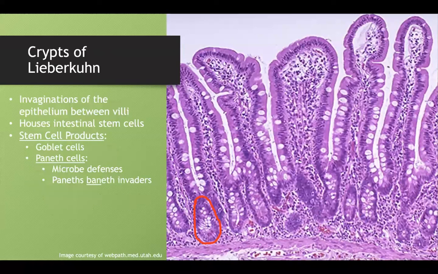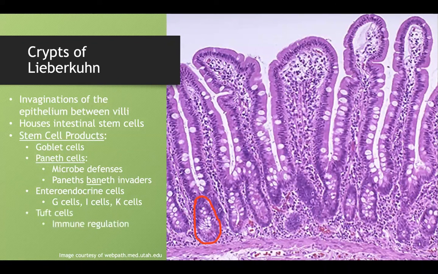Another stem cell product that's within the crypts of Lieberkühn are our enteroendocrine cells. And what kind of cells are those? Well, endocrine means hormones, so it should come as no surprise that some of the cells we just talked about are G cells that produce gastrin, I cells that produce cholecystokinin, and K cells, our candy cells that produce GIP. Those all can be housed in these crypts of Lieberkühn. There's another cell that I just want to mention. I've seen it on some resources. I've never seen this tested, but tuft cells also live here, and they have some non-specific immune regulatory functions.